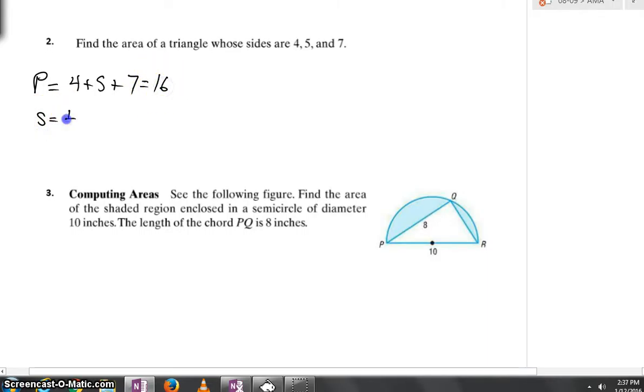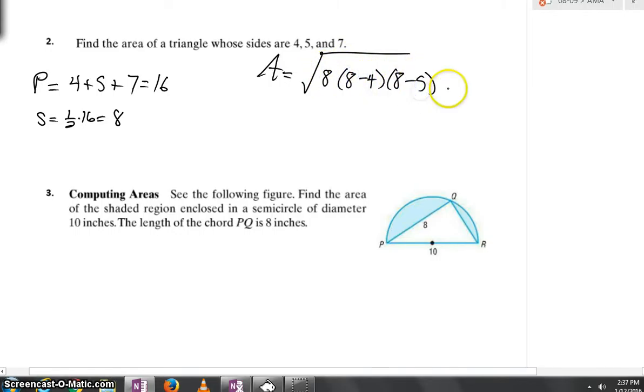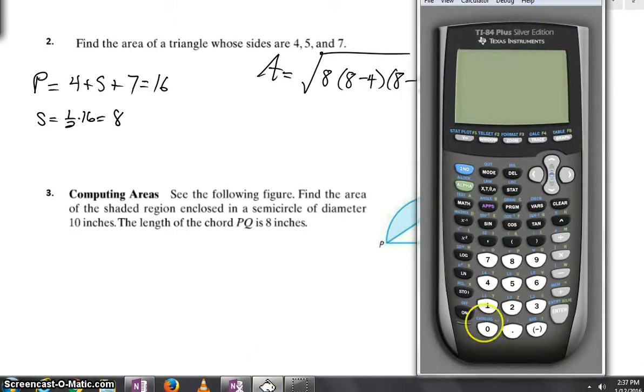Yep. Semi-perimeter literally means, would you take half of that? And now we can say the area is the square root of 8 times 8 minus 4 times 8 minus 5 times 8 minus 7. And guys, if you would like to get the calculator out and just let it work everything out for you, you could. That would be fine. Here's 8 times 8 minus 4. Not that it's all that difficult to just continue to finish it up. Here's 8 minus 5. And then finally we have 8 minus 7.